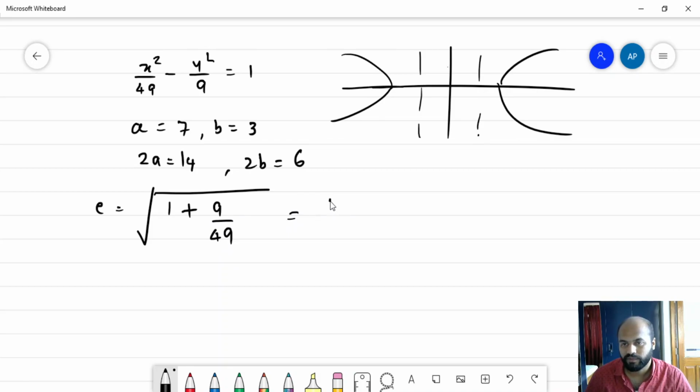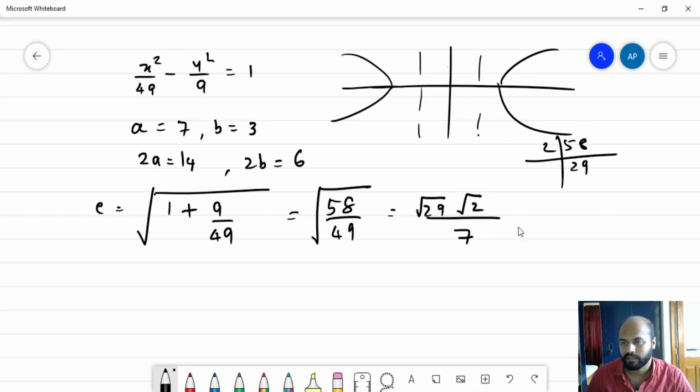49 plus 9 is going to be 58. So root over 58 by 49. So that's going to be, if we factor 58, 2 into 29. So that's going to be root 29 into root 2, and this is going to be 7. So basically it's good if we keep it as root 58 by 7. That is going to be the eccentricity in this case.